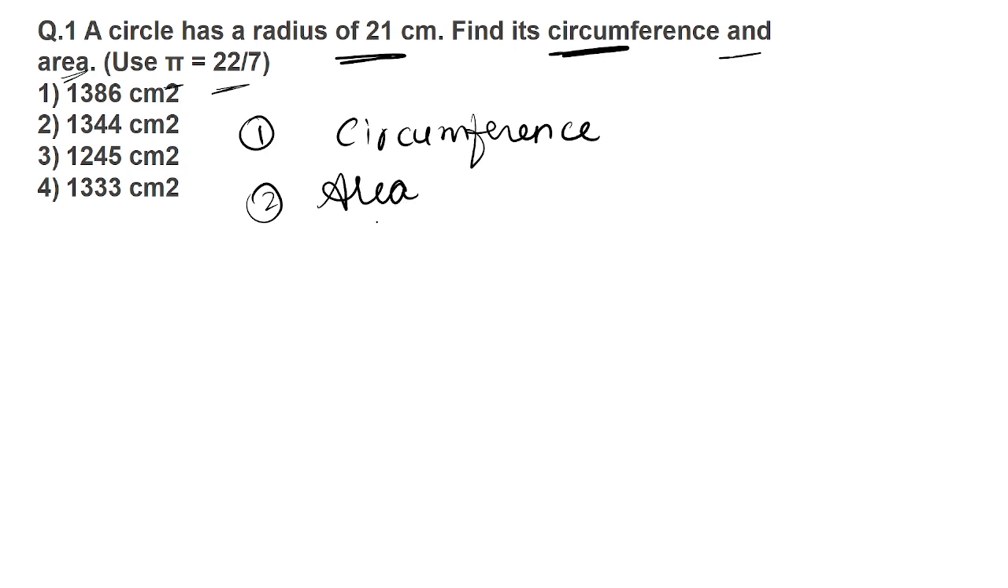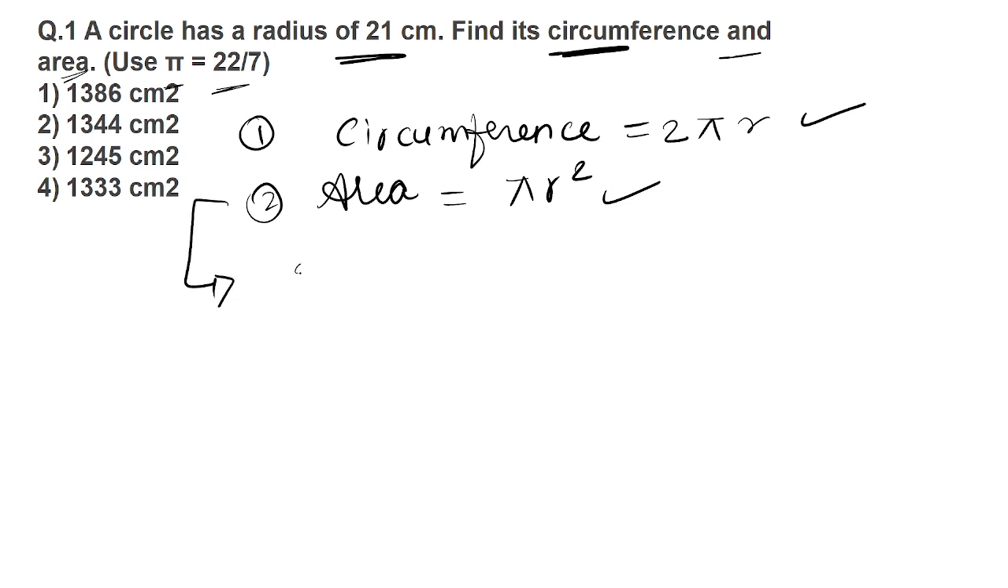Now, to find the circumference of a circle, the formula is 2 pi r, and to find the area of a circle, the formula is pi r square. Based upon these two formulas, you can answer this question. Only keep in mind these two formulas. And students, whatever formulas I'm going to take in this session, please note them down in your formula notebook. That will help you a lot to revise all of the formulas.